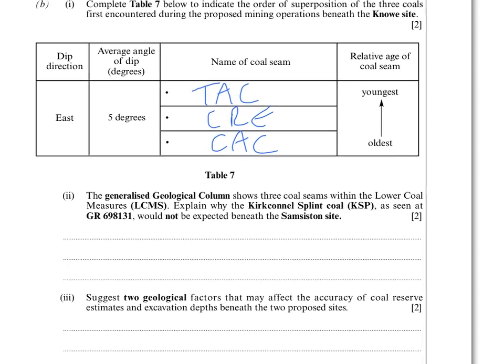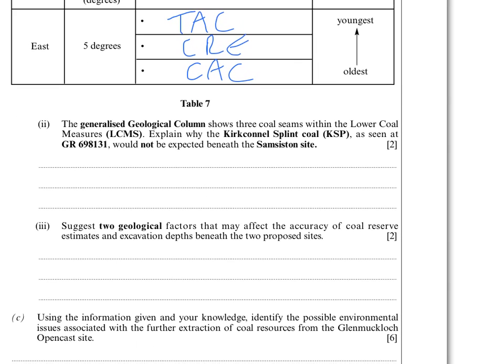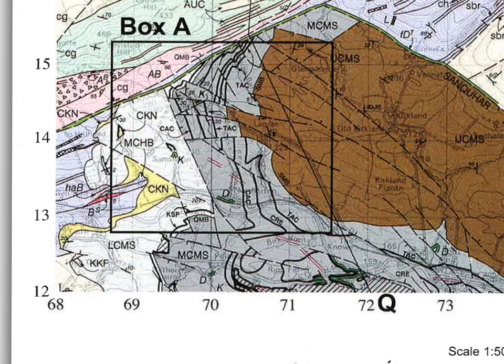A bit more complicated than that. There's another coal seam called the Kirkconnell Splint Coal, the KSP. They tell you it's at this grid reference, which we'll have a look at in a minute, and they say it would not be expected under the Samiston site, the other proposed open cast extension, and they want to know why. We can see the grid reference they've given. It was 69.8, which comes to about there, 13.1. You can see it labelled here. So there is the outcrop of the KSP.